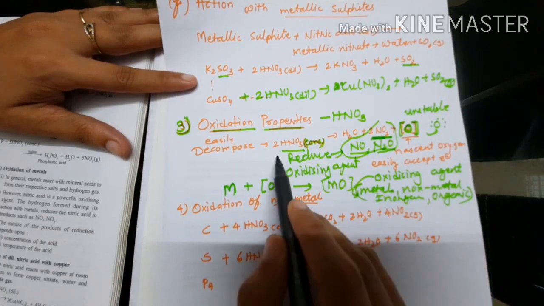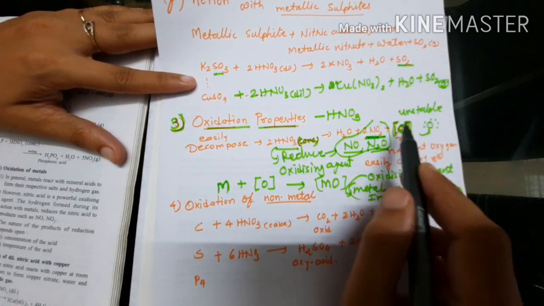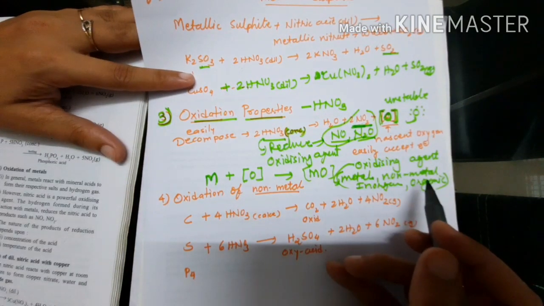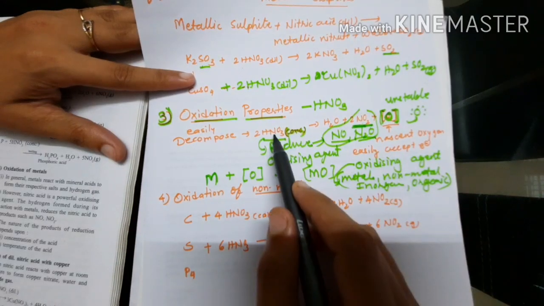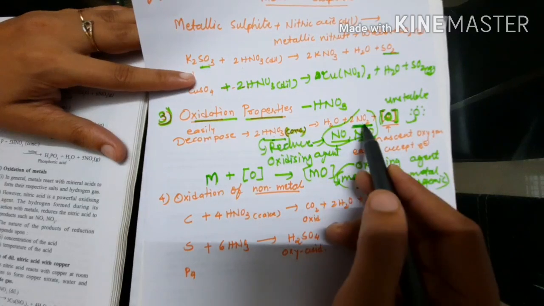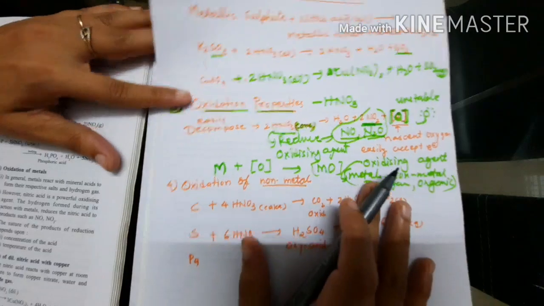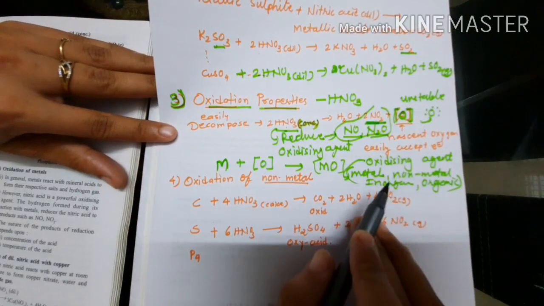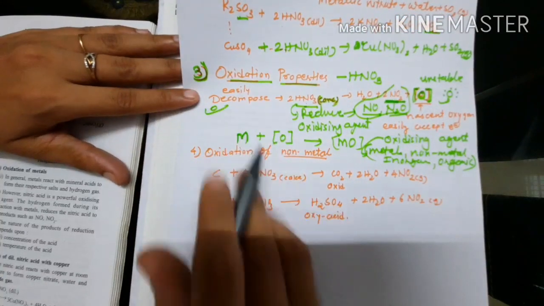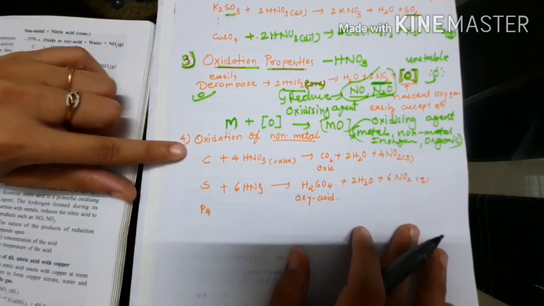HNO3 is reduced and nascent oxygen is produced, and that nascent oxygen oxidizes other metals, non-metals, inorganic or organic compounds. So depending upon the concentration of the HNO3 and the temperature of the reaction, the product formed will be NO2, NO or N2O. I hope you understand this. If you cannot understand, you can ask me after watching this video, students. It's very important from the exam point of view. I will give you some question answers at the back.